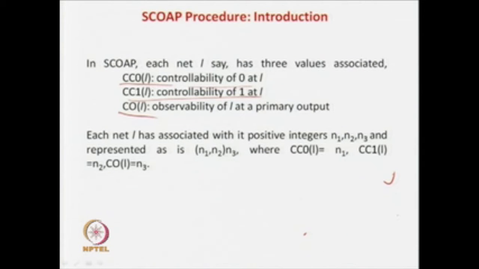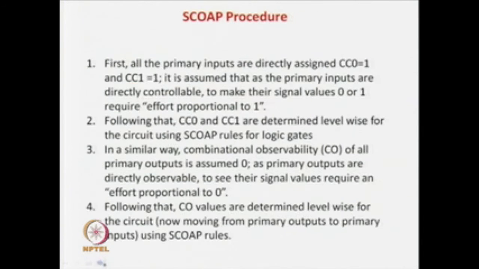Okay. So, now sometimes we use a short notation like N1, N2 and N3 for a net L. So, we say that N1 stands for CC0 of L, N2 stands for CC1 of L, and N3 stands for the combinational observability at net L. This is some short notation which we sometimes use.